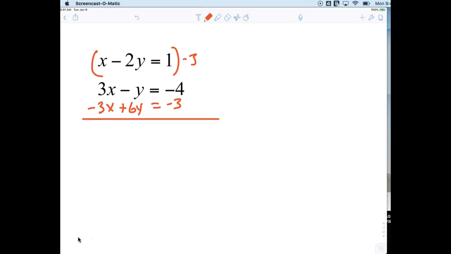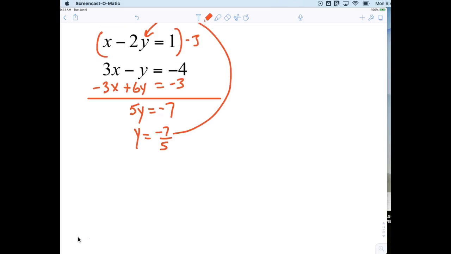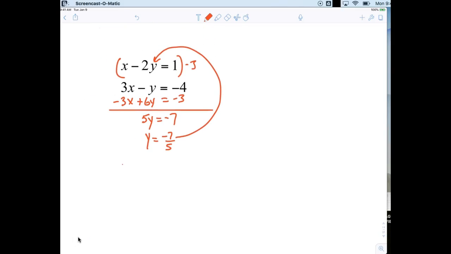And so now I have 5y equals -7. Now I check my work because I'm getting a fraction, so I verify everything and double check. It looks to me after I double check that y is equal to -7/5. Everybody okay? Now I'm taking -7/5 and plugging it into y. So that becomes x plus 14/5 equals 1.